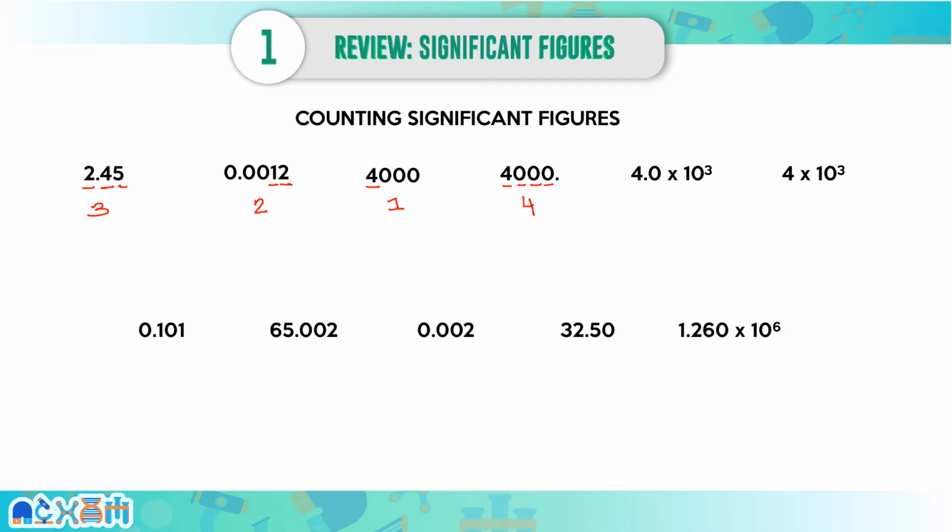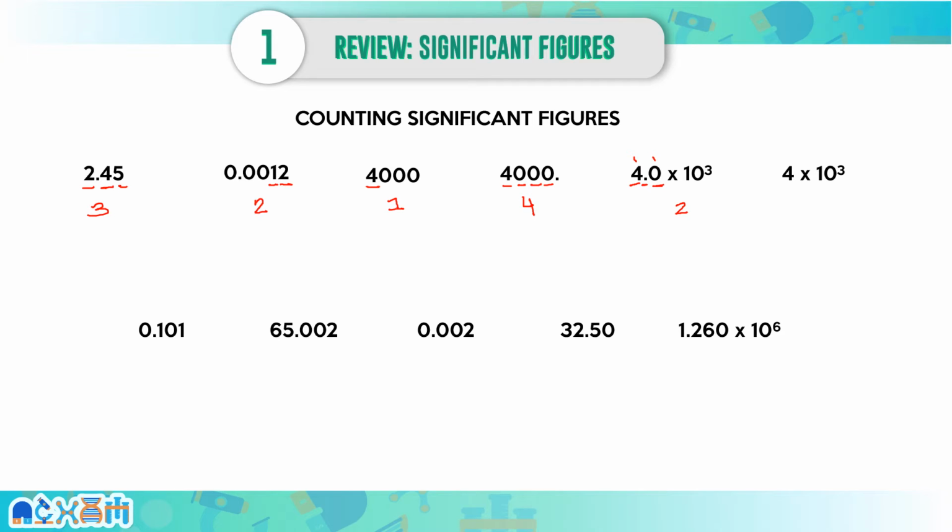So we have here a non-zero, so we're going to count it 1. However, this one here, it's a trailing zero. However, if you're going to observe, we have here a decimal present, which makes this trailing zero a significant figure. So you're going to have here 1 and 2.